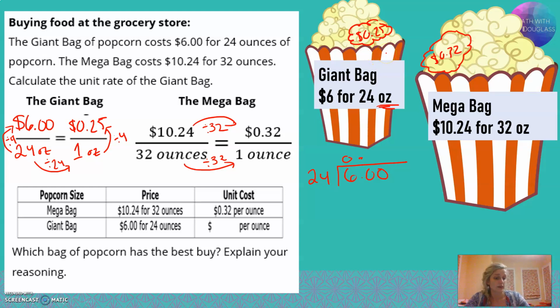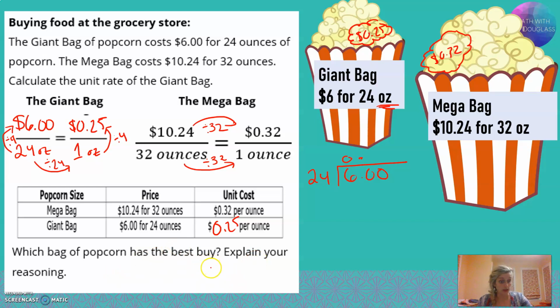So when we talk about these, we're not necessarily saying, well, I'm really hungry and I just want the bigger bag. I don't care how much money it is. When we compare these, we're talking about which one is the best deal for your money. And in this case, 32 cents versus 25 cents, the giant bag is the better deal because each ounce of popcorn is less money. So that's what I would write.